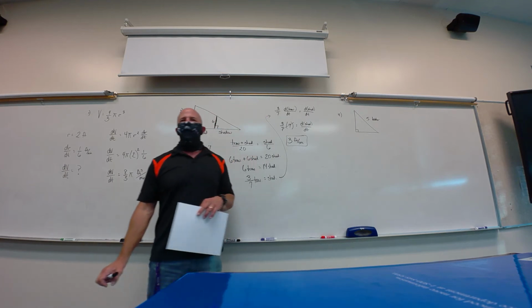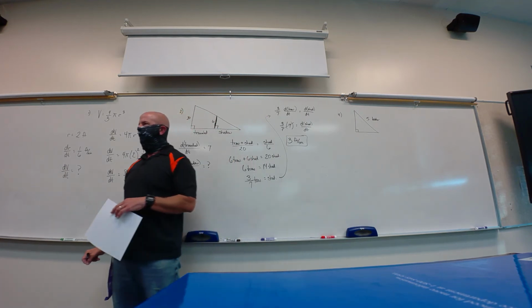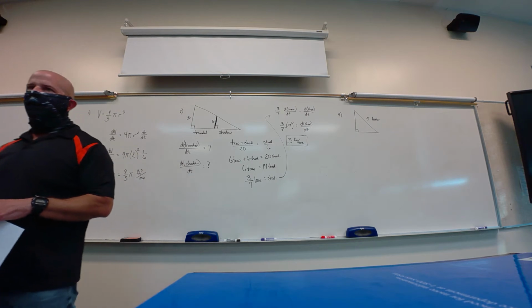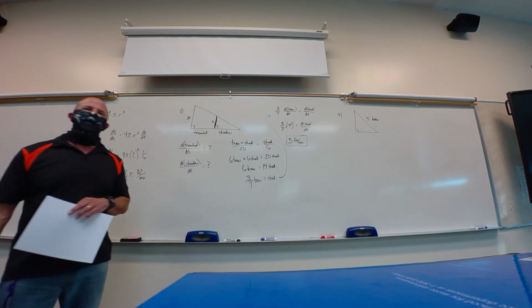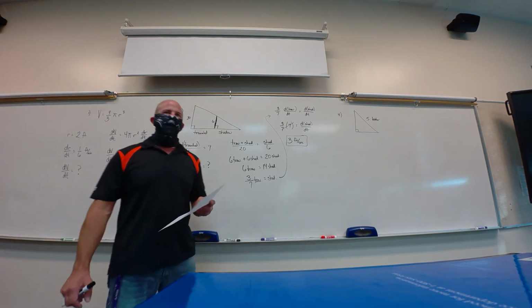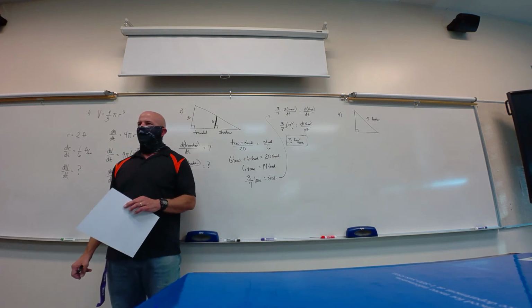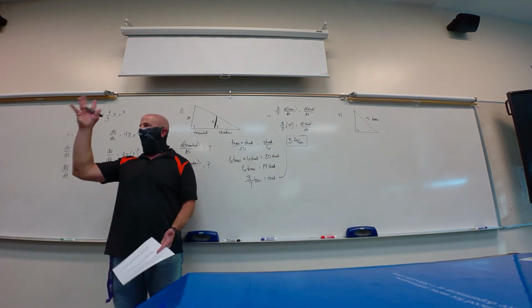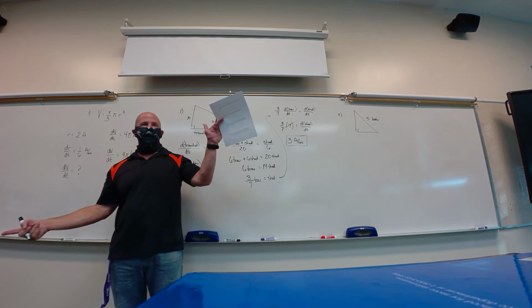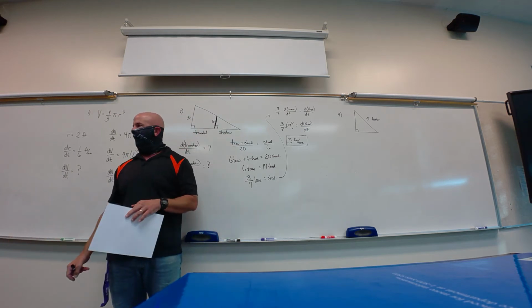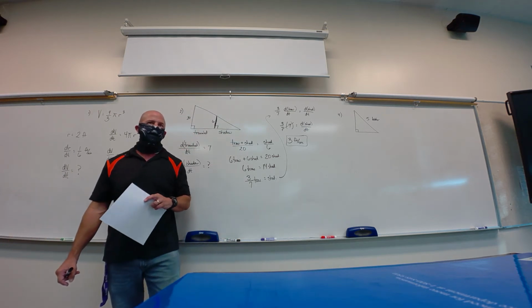Now, I didn't put a variable on the ladder part. Any idea why? It's constant. The ladder's not changing. It's a 5-meter ladder no matter what. I don't care how high or low you put it on the wall, it's still going to be 5 meters long. It's just changing the angle. So it's a constant piece.